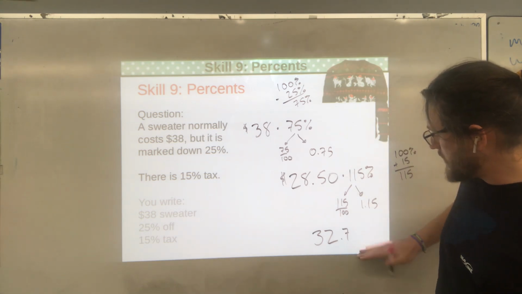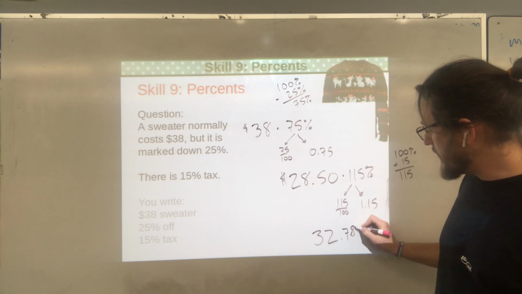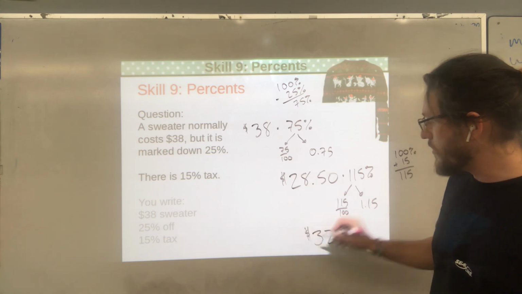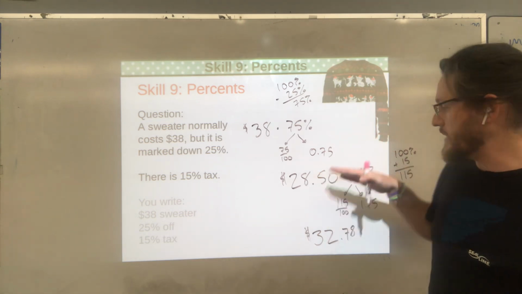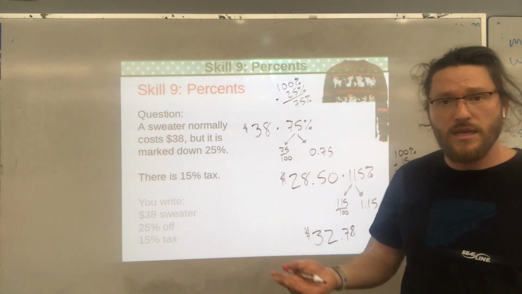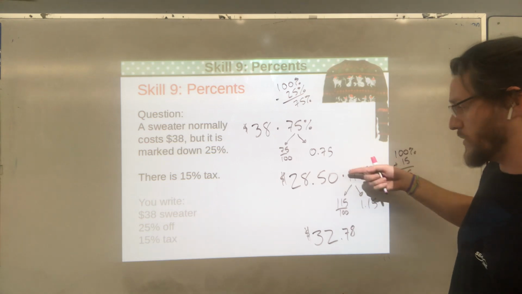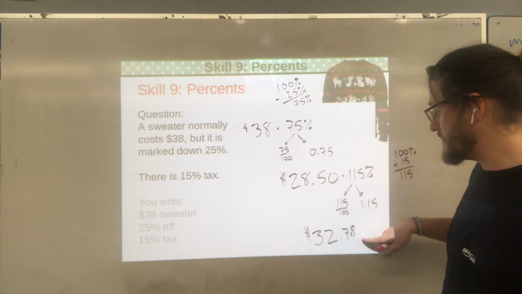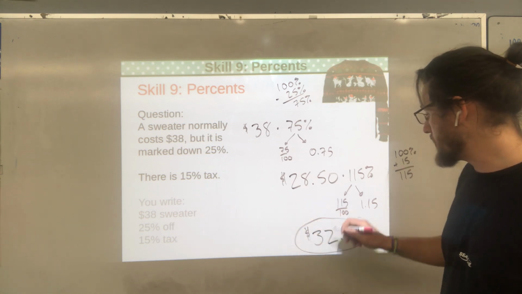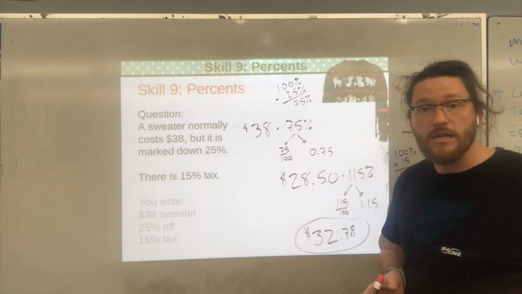You can't have half of a penny when you pay at the register. So we're going to round this up to $32.78. So on this problem, we found the discount, right? And we did that part first. And then the last thing we do is add in the tax. So once we found this, we used our new method, multiplied by 115%, to get a total cost of $32.78.